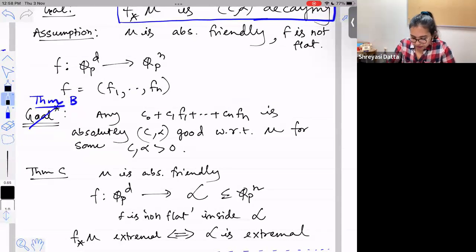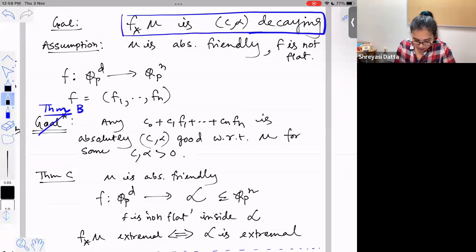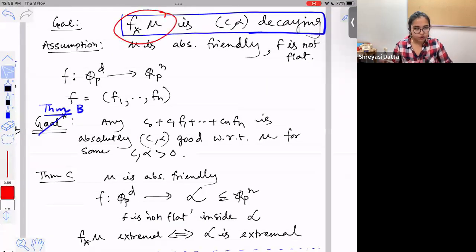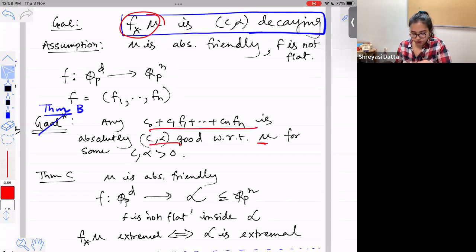Yeah, so you want to show that these maps, F star mu's, are decaying, right? And decaying means that the affine maps, so if you take C0, C1 X1 plus up to Cn Xn, then these maps must be C alpha good with respect to F star of mu. That is the same as saying that these functions must be C alpha good with respect to mu.